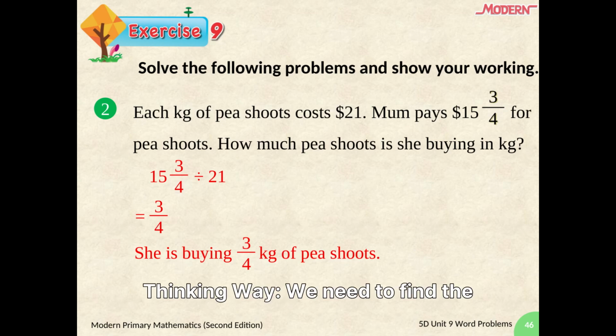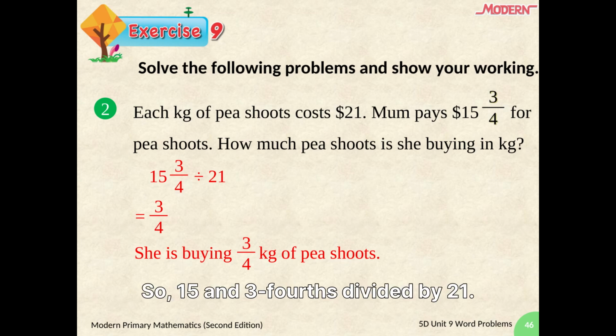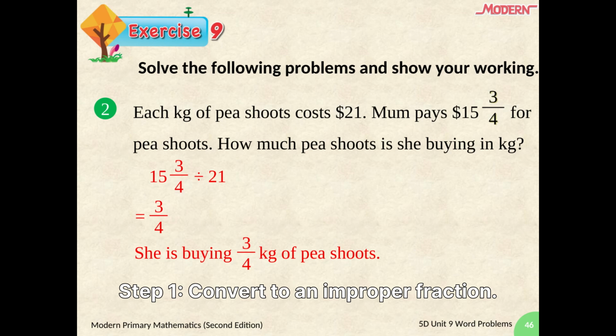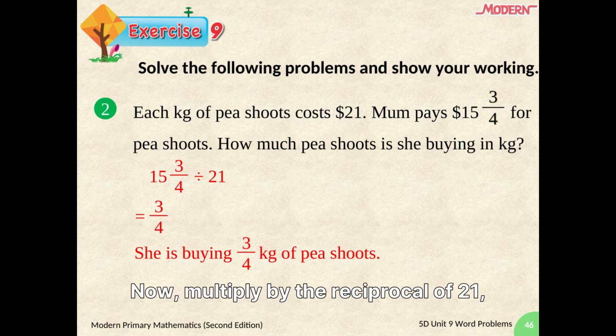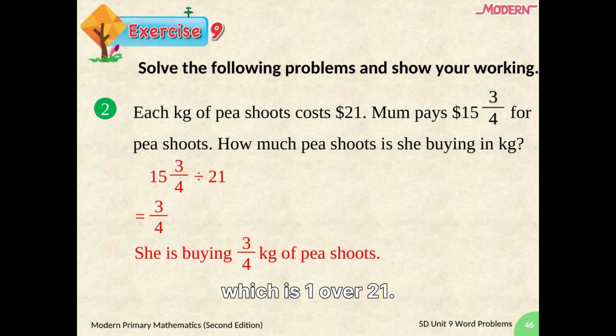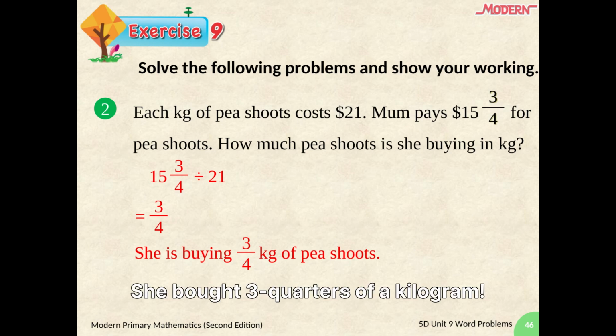Thinking way, we need to find the quantity. That's the total price divided by the unit price. So 15 3/4 divided by 21. Step 1. Convert to an improper fraction. 15 3/4 is 63 over 4. Now multiply by the reciprocal of 21, which is 1 over 21. Know how? Simplify 63 and 21. 63 divided by 21 is exactly 3. Now we have 3 over 4. She bought 3/4 of a kilogram.